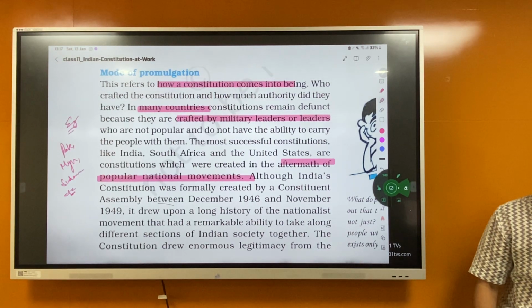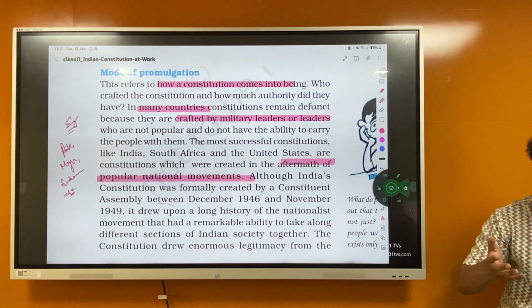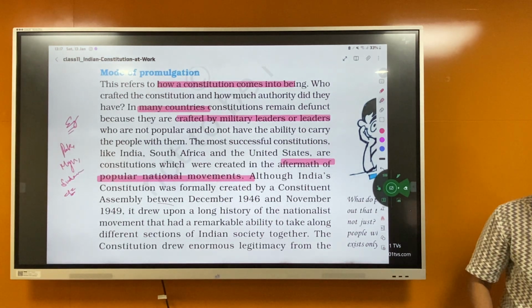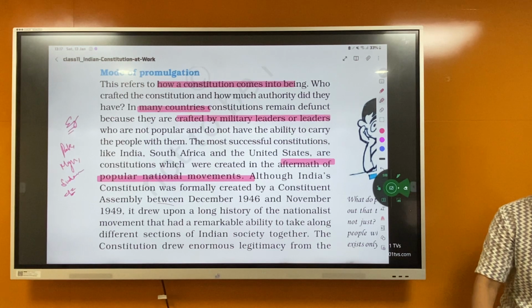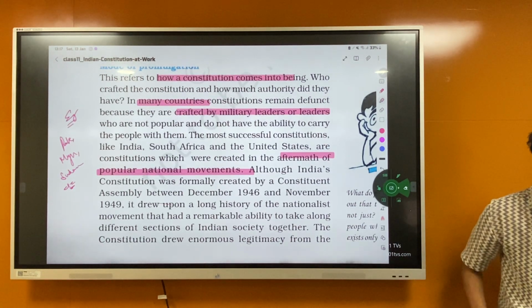So we need to take care of everyone, and of our own problems, and in our vicinity, in our surroundings, we need to solve those issues also. Even the Maldives issues we are having now, who are not popular and do not have the ability to carry the people with them.